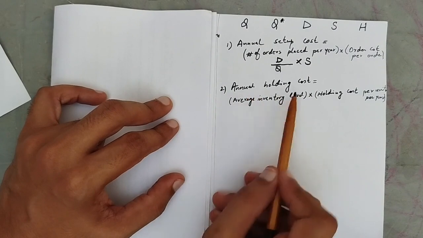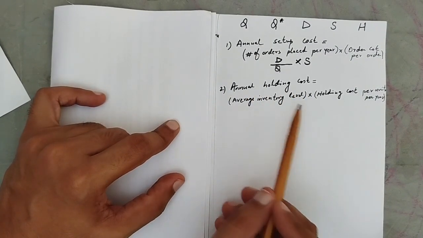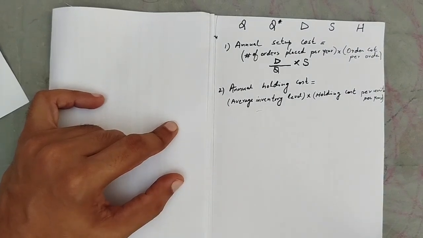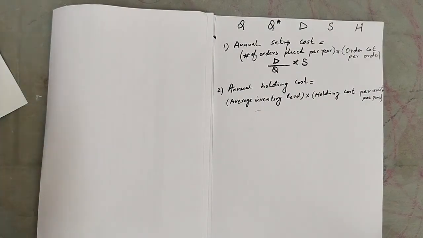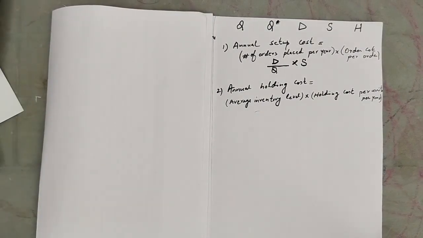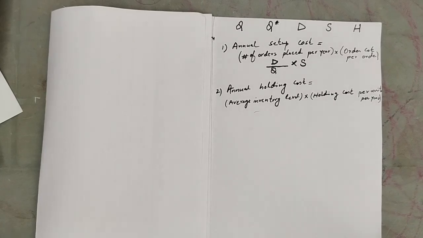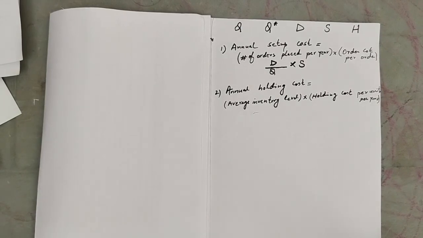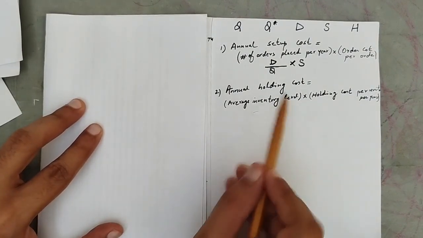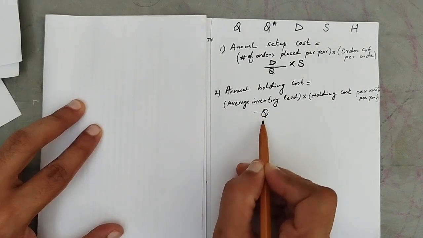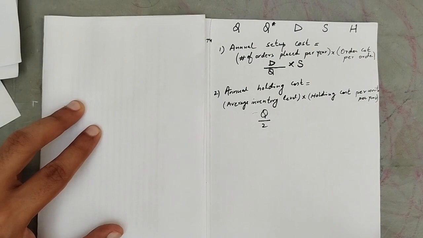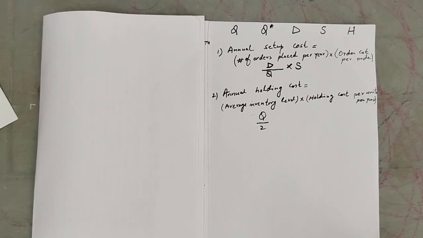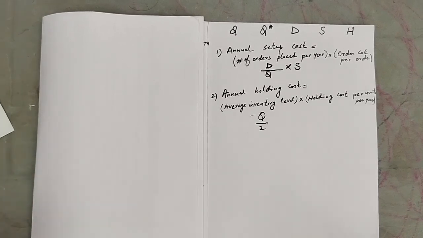So we know the annual holding cost is the average inventory level multiplied by the holding cost per unit per year. Now the average inventory level is Q by 2. Why Q by 2? Because Q is the most quantity we will be ordering. I'm repeating myself, Q is the most quantity we'll be ordering.